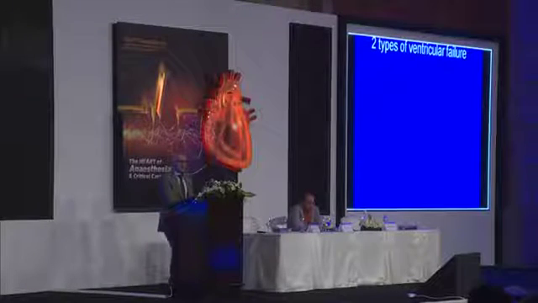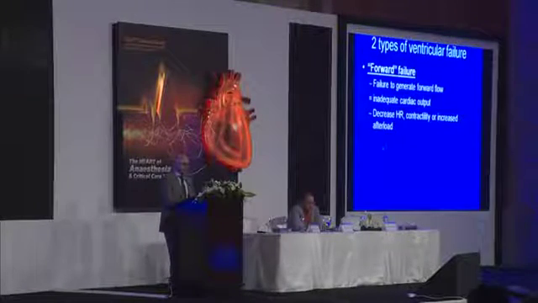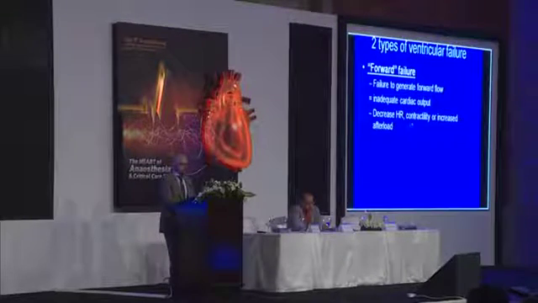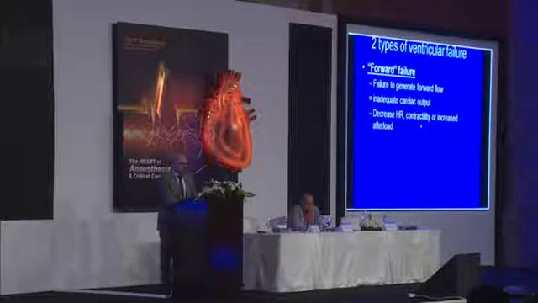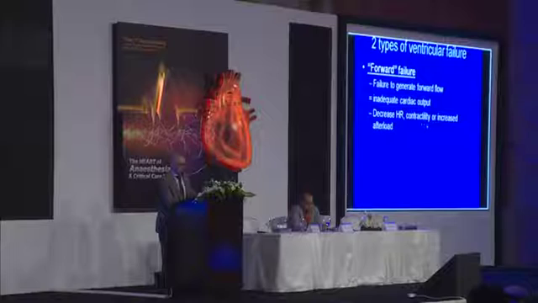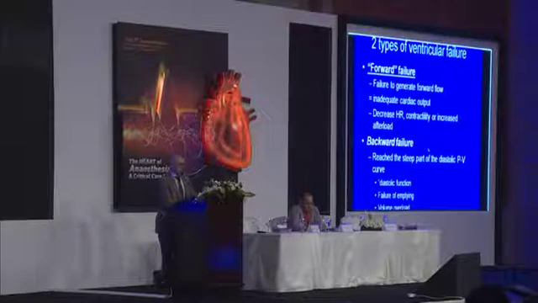So there's two types of ventricular failure. One is forward failure. It's the failure to generate forward flow, an inadequate cardiac output because of that. And the cause is decreased heart rate, decreased contractility, or increased afterload. There's also backward failure, which is reached when you reach the steep part of that diastolic pressure-volume curve. That could be because of abnormal diastolic function, also because of failure to empty. So if you start with a high volume, then you got a lot left over at the end, and just straight volume overload when we give them too much volume.